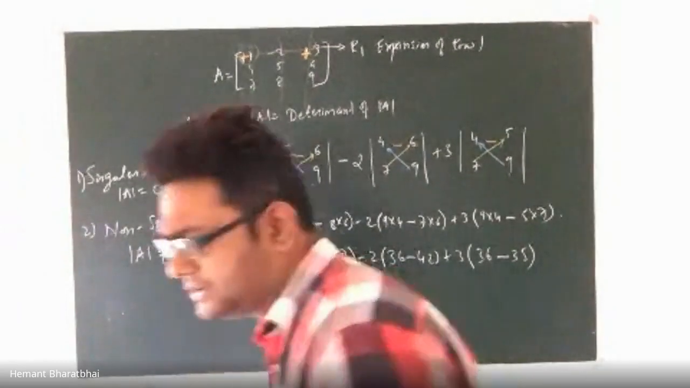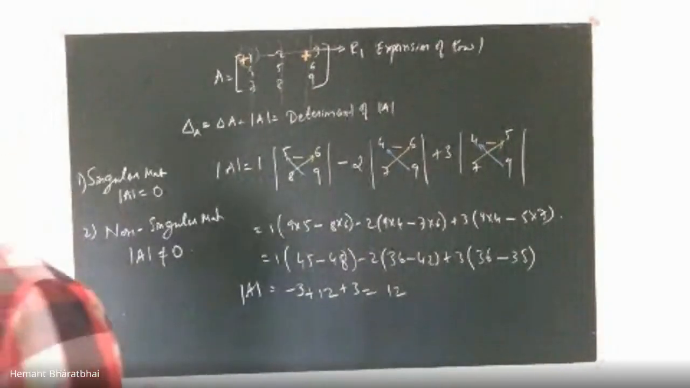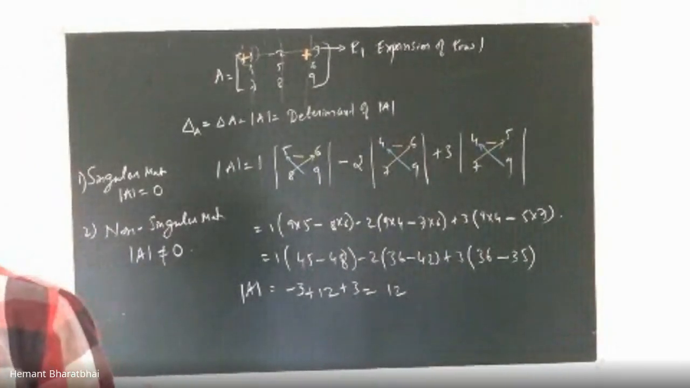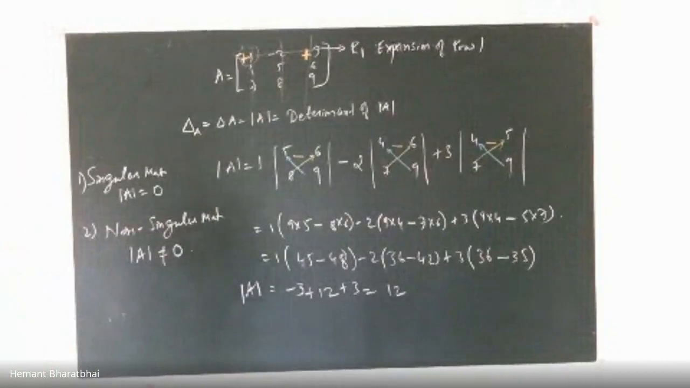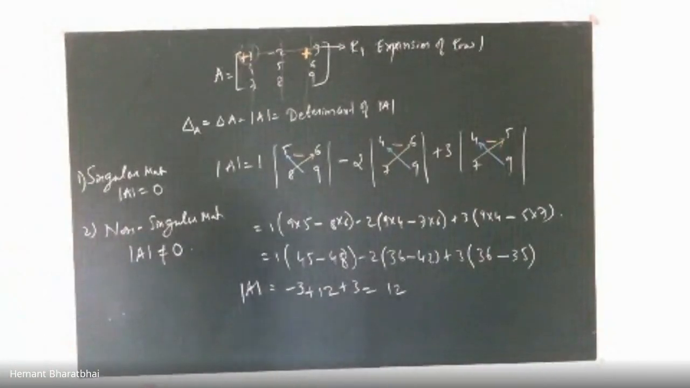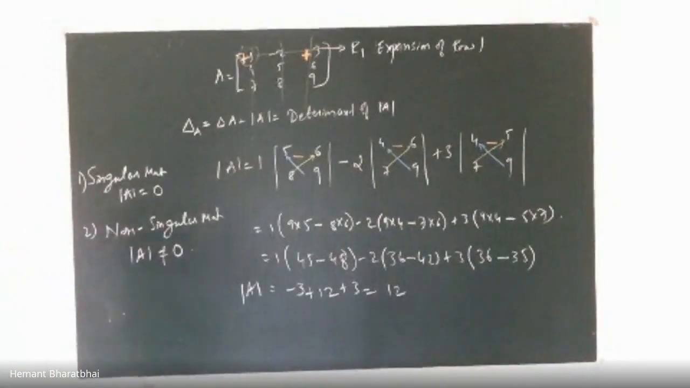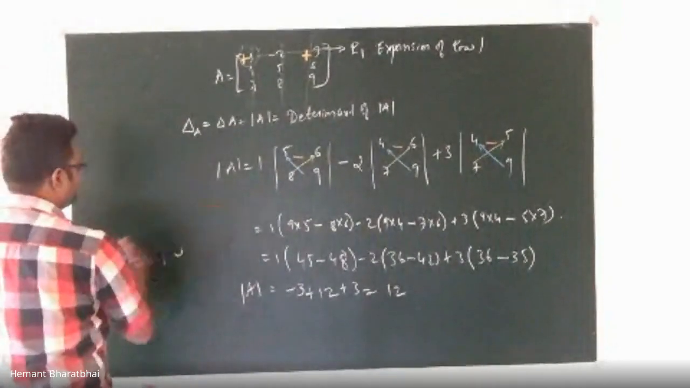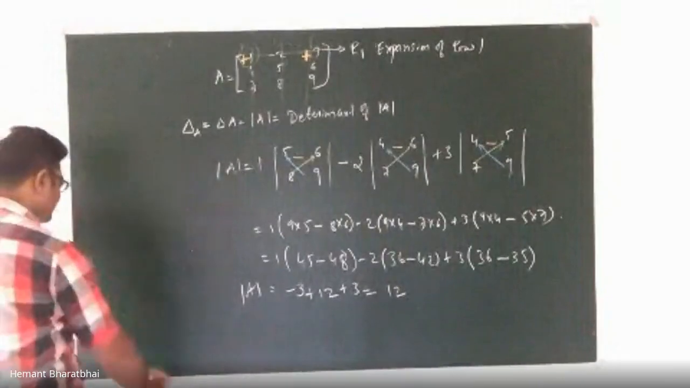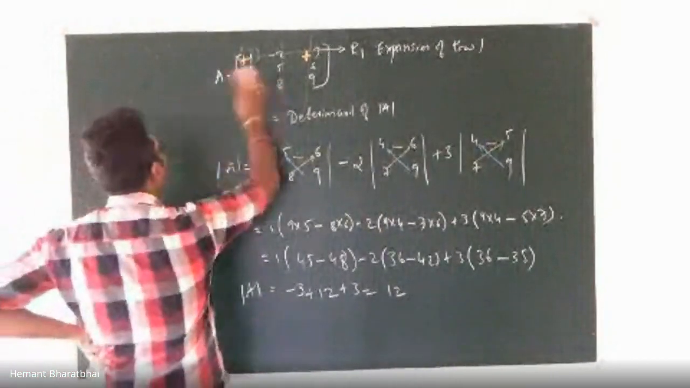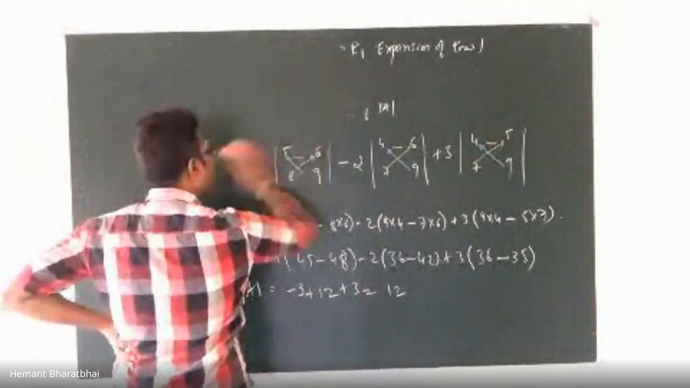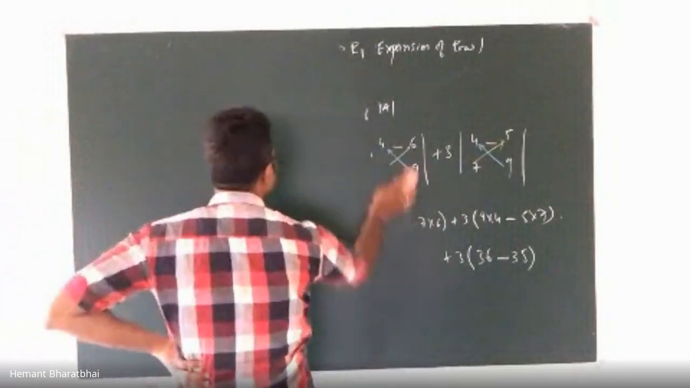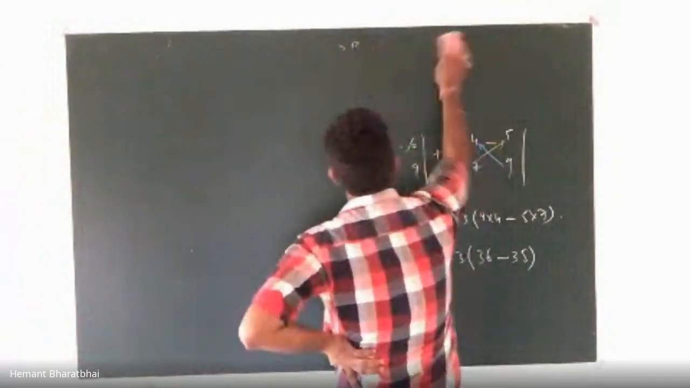So I hope you have understood what is determinant of a matrix, and you have also understood what is singular and non-singular matrix. Now let's move ahead and understand what are minors of a matrix, what are cofactors of a matrix, and what is adjoint of a matrix.